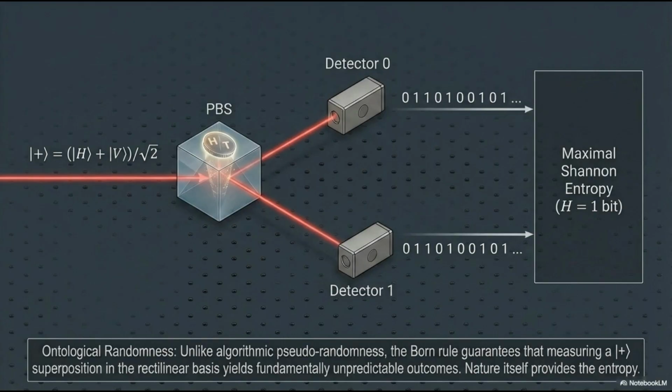Unlike algorithmic pseudorandom number generators, which are deterministic sequences that merely appear random, this source produces genuine randomness guaranteed by the laws of physics. The statistical quality of the output is characterized by Shannon entropy, written as capital H, and because both outcomes occur with probability 1/2, the entropy reaches its maximum possible value of exactly 1 bit per photon. This maximal entropy means no information is wasted, and the output bits are perfectly unbiased.